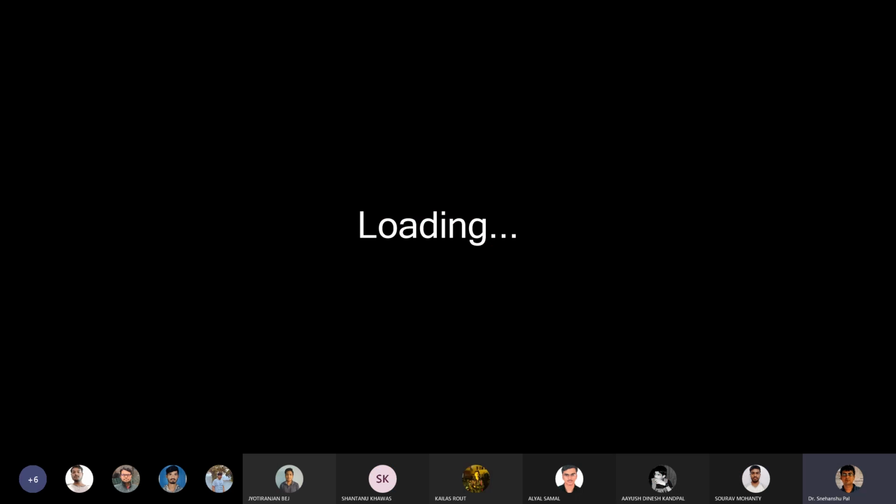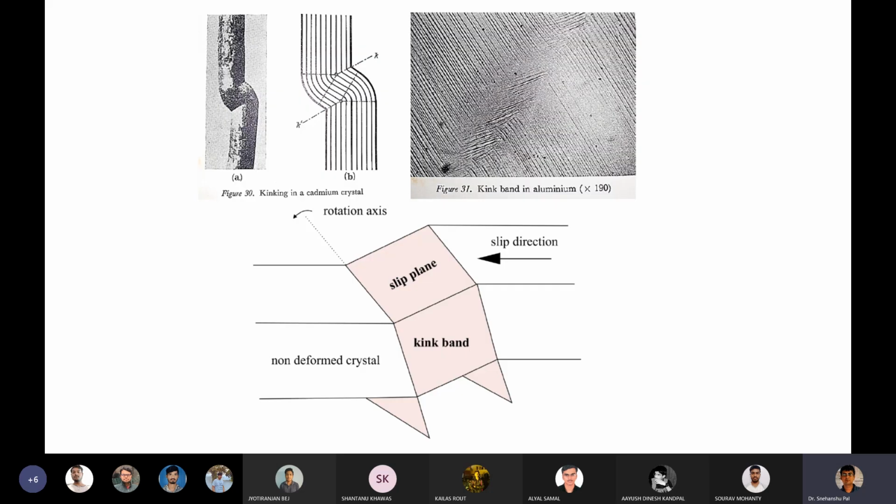Okay, so what it is and how it works, how things are going to depend with respect to deformation mechanism, all those things we are going to learn today.